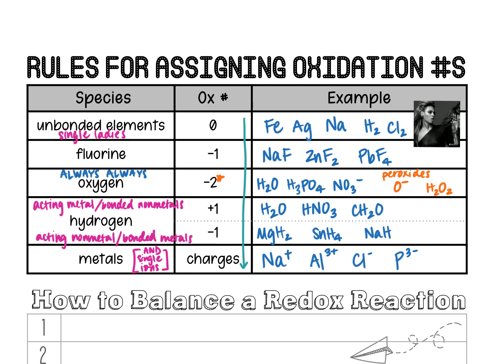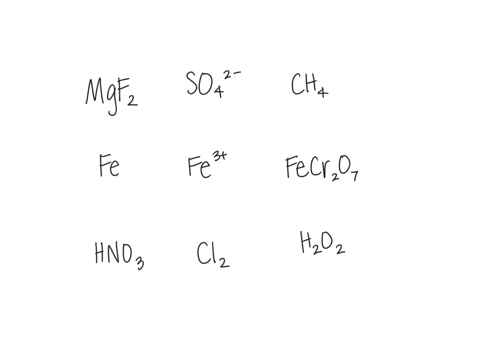They're going to be on this next slide. So I'll refer back to these rules, but I won't be flipping back and forth because it's just too difficult with this program. So let's take a look. On this slide, I've put 9 different chemical species so that we can do a bit of examples and practice of assigning oxidation numbers.